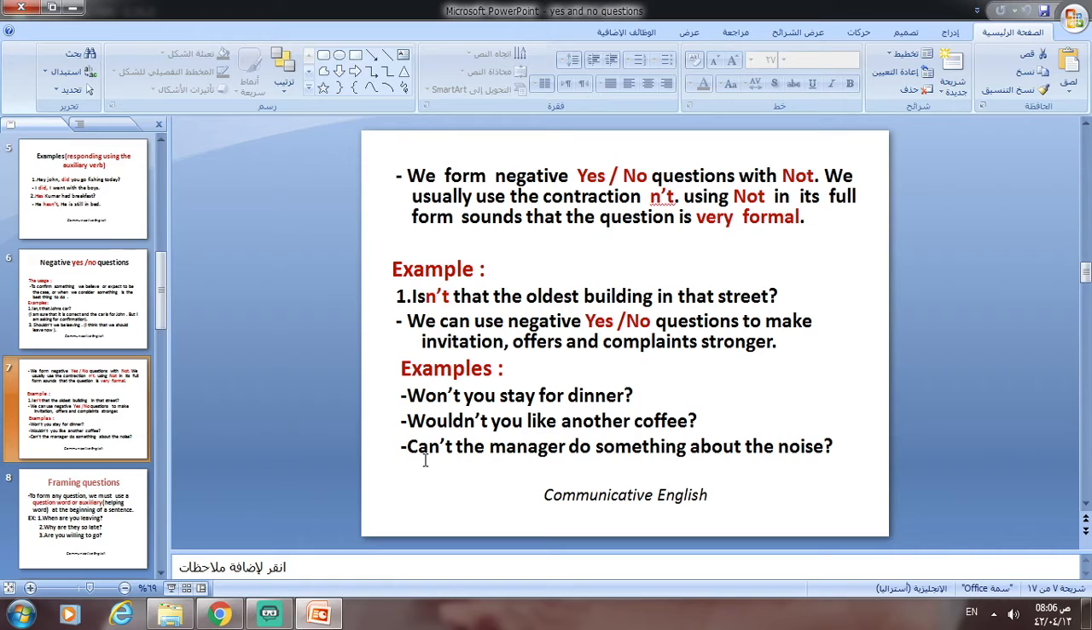The third example: can't the manager do something about the noise? This is like a complaint. There's so much noise, and I am asking that the manager must do something about the noise. Can't the manager do something about the noise?